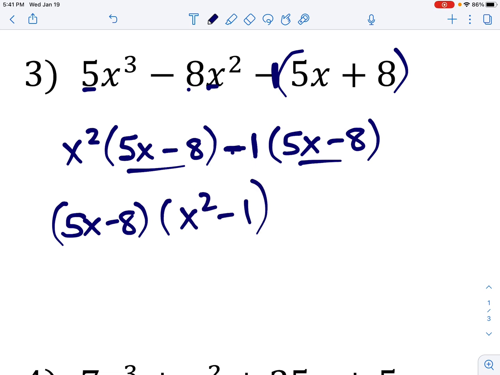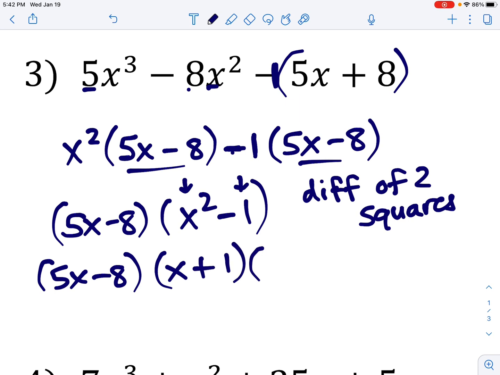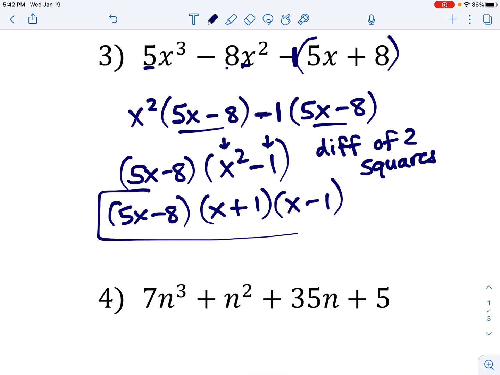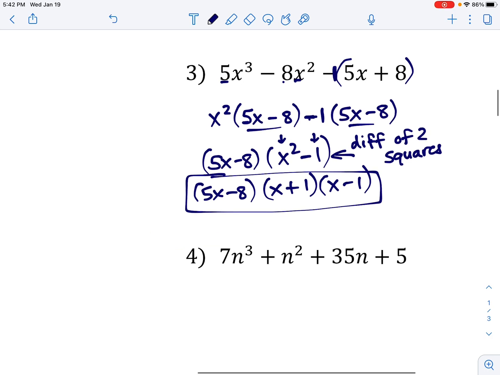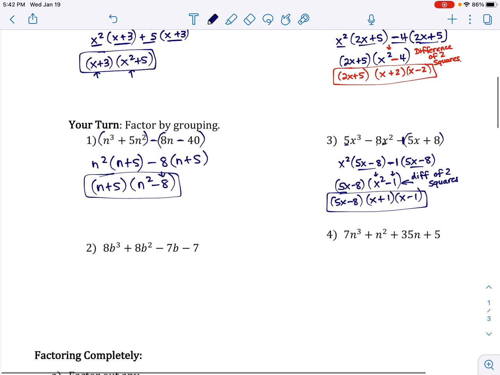Now again, x squared minus 1, this is minus. X squared is a perfect square. 1 is a perfect square. So this is the difference of two squares. And so I'm going to have two factors. One's going to be plus and one's going to be minus. So 5x minus 8. X squared goes to x plus 1 and x minus 1. So hopefully you're catching on to those difference of two squares. We should be recognizing those by now. You have to look for two squares, and then if it's subtraction, then it's going to work.